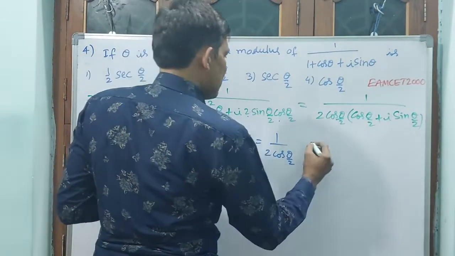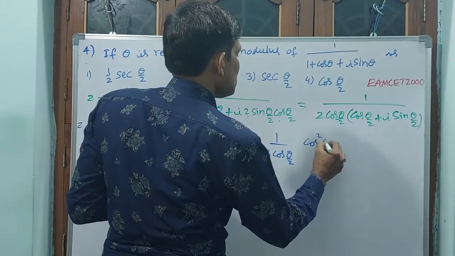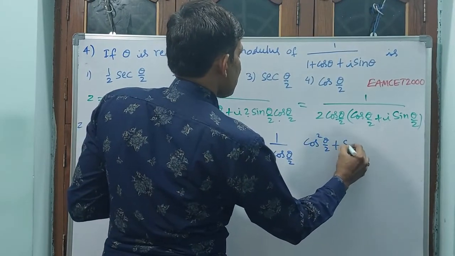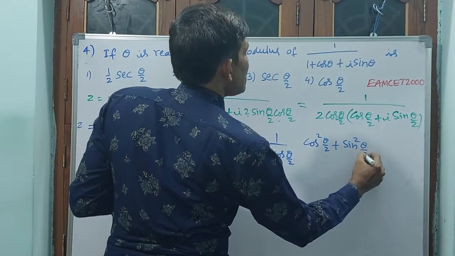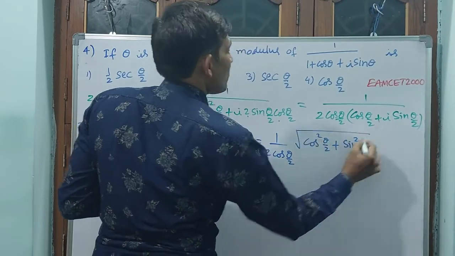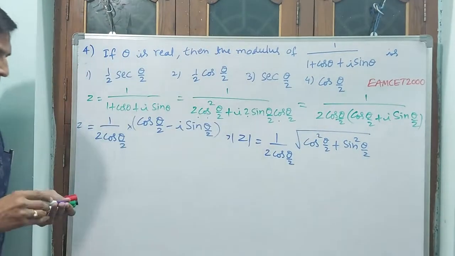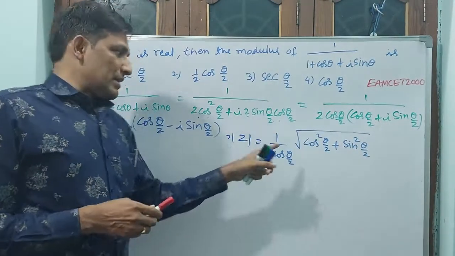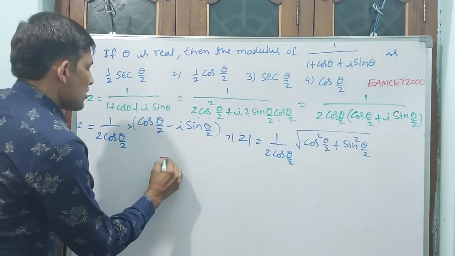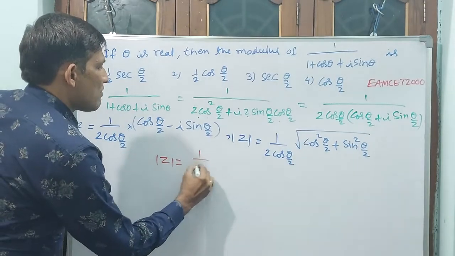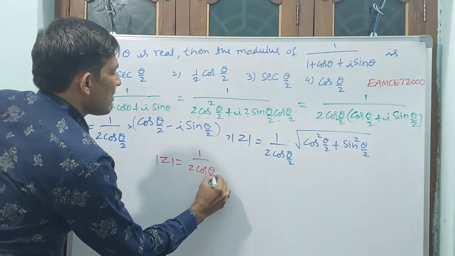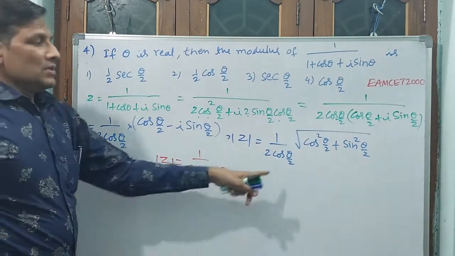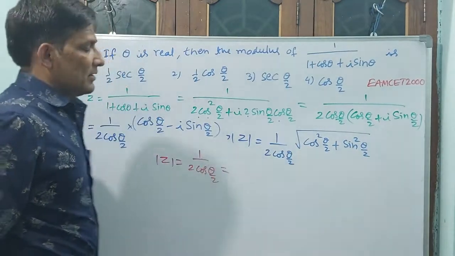What will happen? The same thing will happen: cos square theta by 2 plus sin square theta by 2. Why? Because, see, under root, this is the modulus, okay? Under root 1 is 1. The same thing will come. That means the modulus of Z is equal to 1 by 2 cos theta by 2, and this entire thing is 1.